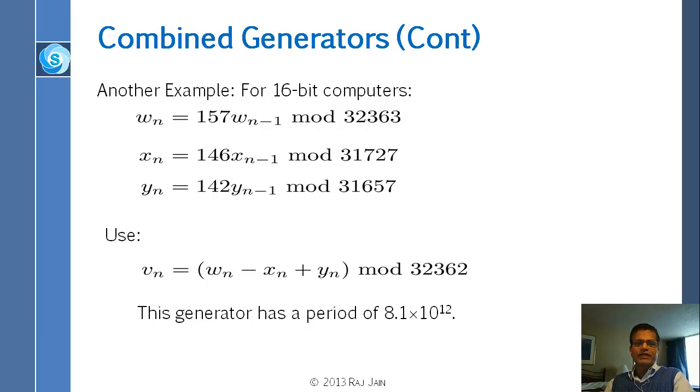Another example would be if you have a 16-bit computer, which most of us don't have anymore. But if you had a 16-bit computer, then you could use 3 generators as shown here and get a period which is very large. That's the whole definition of the period. Definition of the period is when you get that number again. In most generators, once you get the same number as what you started with, the period is over.